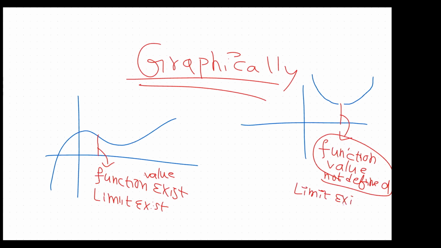Why? Because just before that point and just above that point, there is no large gap. Both of them will give you almost the same y value, correct or not? If you go just below that point or just above that point, both of them will give you the same value. Clear? So the limit exists. LHL will be equal to RHL in such cases.